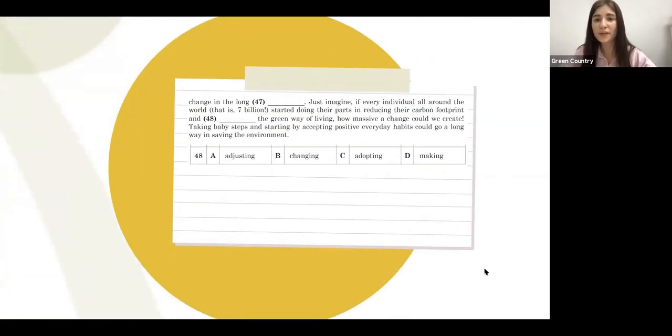48. Started doing their parts in reducing their carbon footprints and something the green way of living. Let's analyze the options. Adjust, try to acquire; changing, to change; adopt, to take something from someone; make, to create. What do you think is here? Seen, okay. Yeah, you're right, adopting the green way of living.